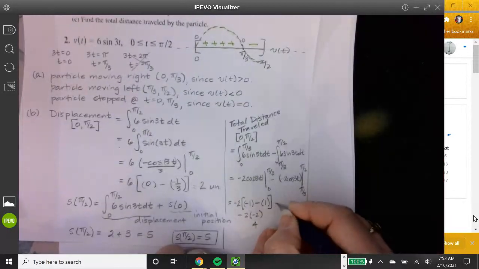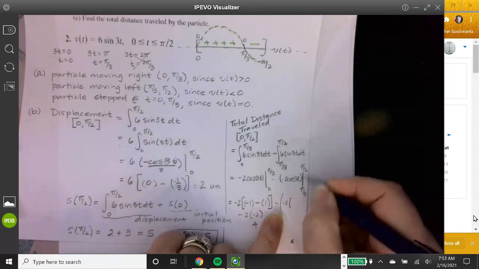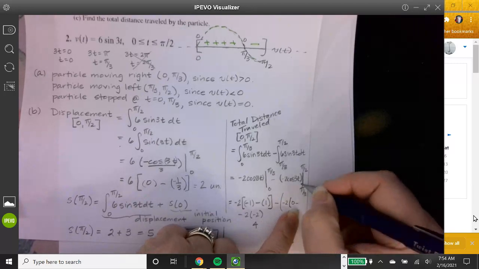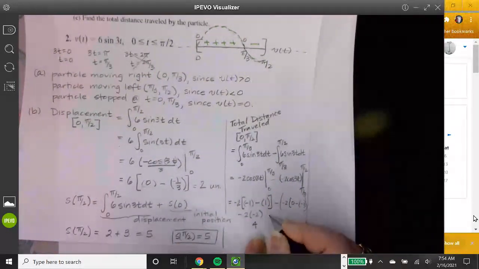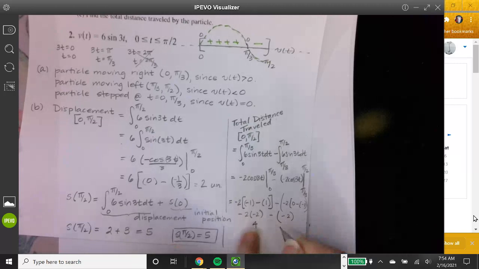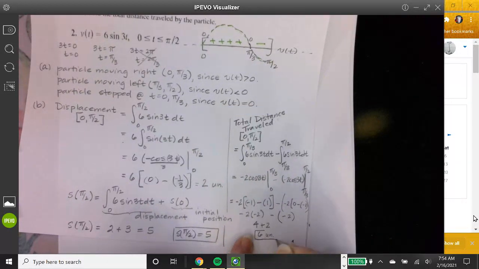All right, minus, well, what happens when I plug in pi over 2 here? We're going to do this whole thing here, negative 2 times, when I plug pi over 2 in here, I get the cosine of 3 pi over 2, which is 0, minus the cosine of pi, which is minus 1. All right, so this is minus a negative 2 times 1, which is negative 2. And then minus a minus makes it a plus 2, makes it a 6. So 6 units is my total distance traveled.